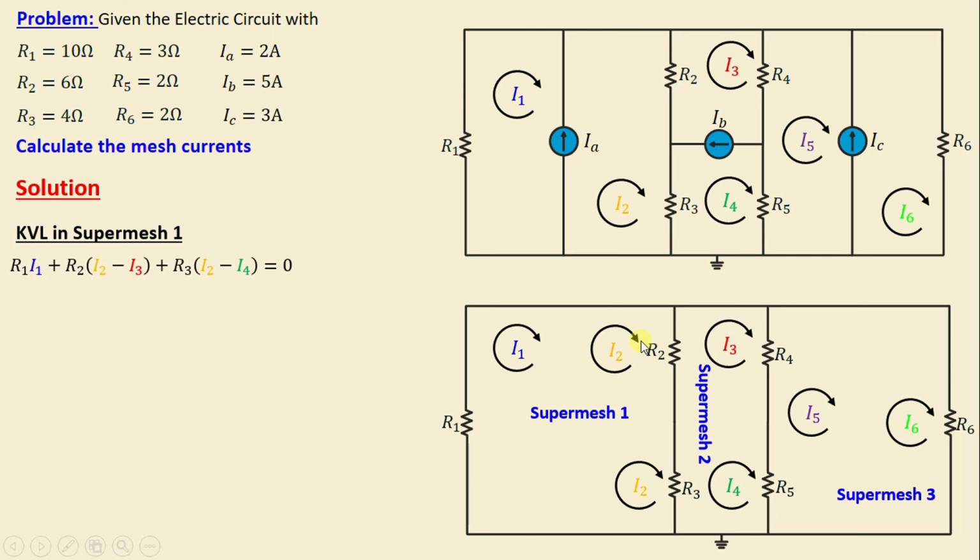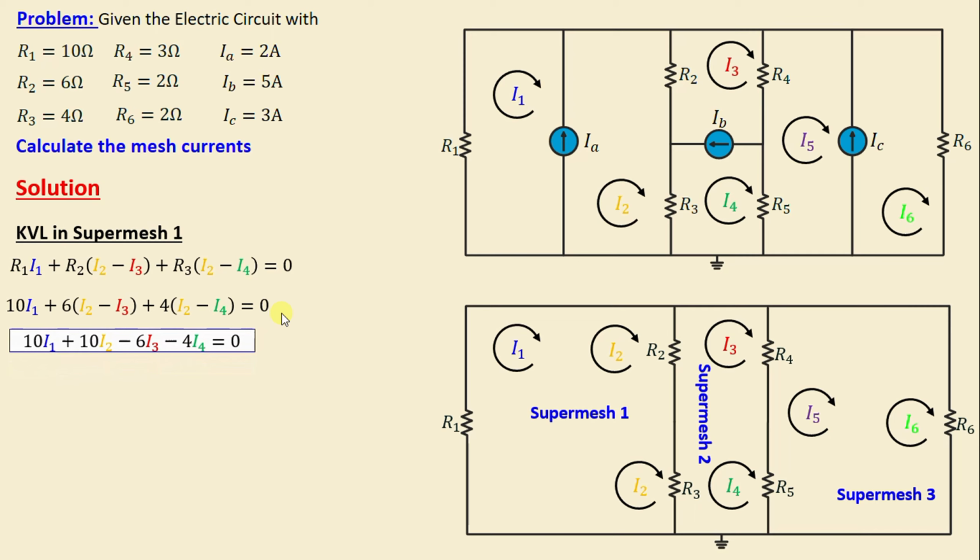R1I1 plus R2(I2 minus I3) plus R3(I2 minus I4) is equal to 0. By replacing the resistors with their numerical values, we obtain 10I1 plus 6(I2 minus I3) plus 4(I2 minus I4) is equal to 0. If we continue simplifying this equation, we obtain 10I1 plus 10I2 minus 6I3 minus 4I4 is equal to 0. Let's move on now to Supermesh 2.